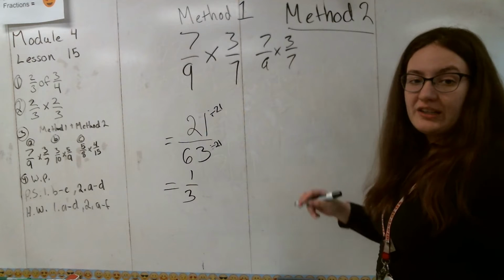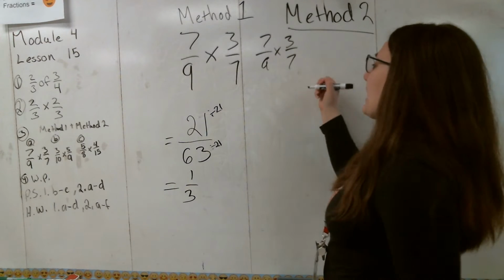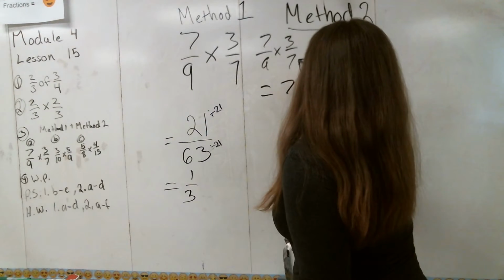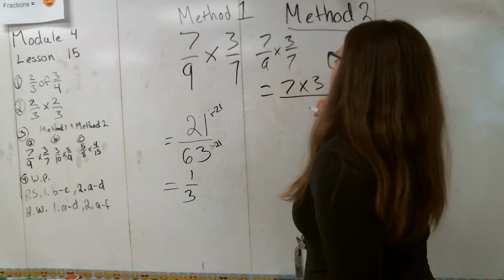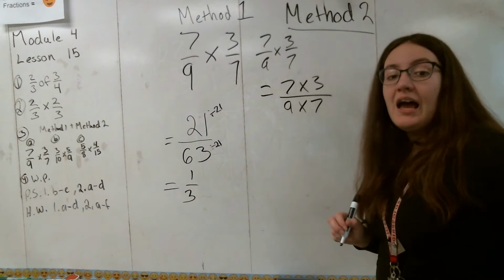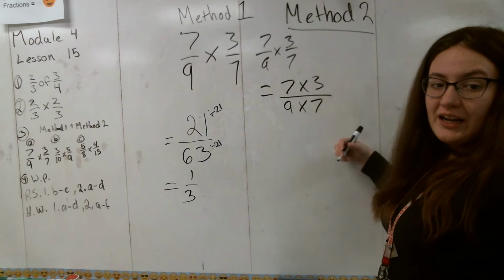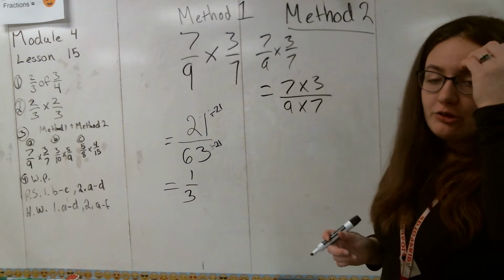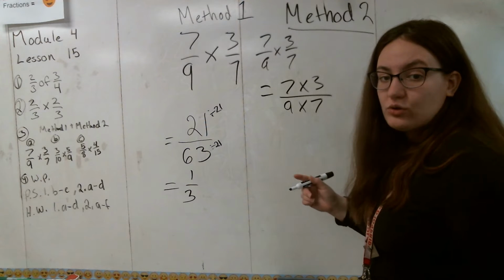So what I'm going to do is I'm going to combine this problem all together like we've done with problems in the past. So I'm going to have 7 times 3 all over 9 times 7. And now what I'm going to do is I'm actually going to kind of break down my factors so it's a little bit easier for me to solve this.